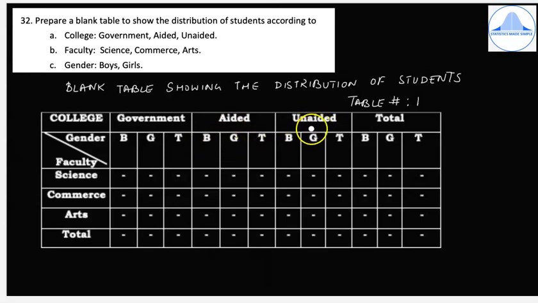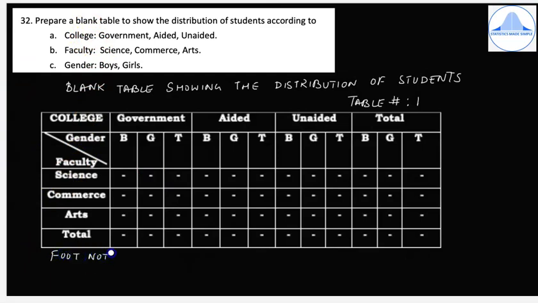Unaided college also will have boys, girls and total, and the total column will have boys, girls and total. Now, under faculty, you will have the three different faculties, that is science, commerce, arts, and in the last row, you'll have the total. And for each of these cells, you have to put a dash or a blank. Now, because we are using certain abbreviations like B, G, and T, below the table, you have to write a footnote. Okay, so I'll write footnote.